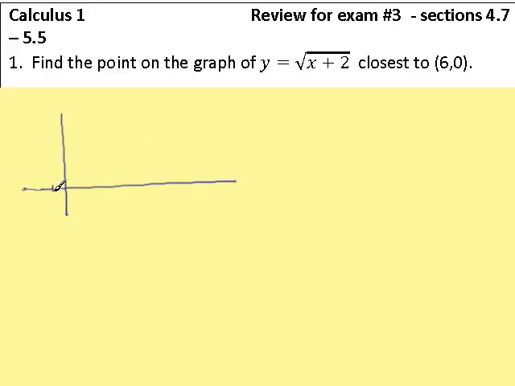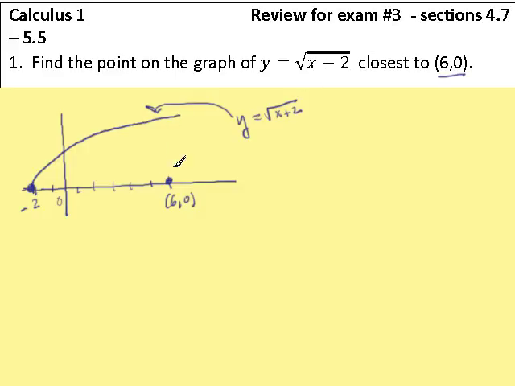Here we have an x-intercept at x equals -2. Alright, so here's a rough sketch of y equals square root of x plus 2. Let's put in 6. So here's 0. Alright, so there's 6 on the x-axis. And we're looking for the point on this graph that's closest to 6.